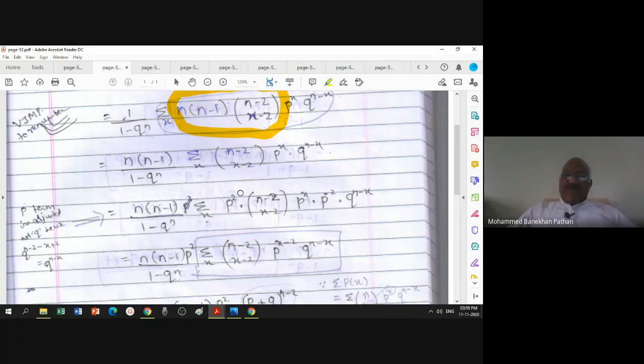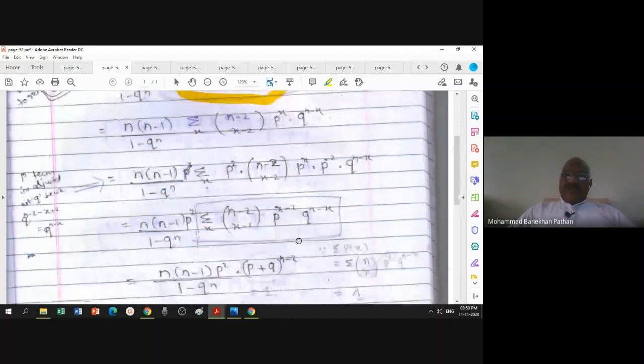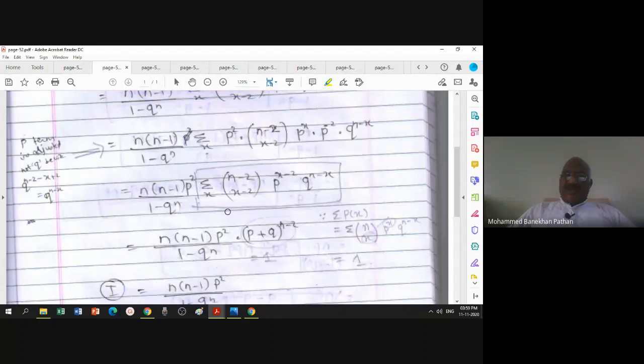Now this p square, I put it out. p is a common base, you can add the power, so you get x minus 2. Why do I do this? Because it is the requirement of the binomial theorem. According to this combination, one constant carries this as a power, another constant carries the subtraction of these two quantities. So n minus 2 minus x minus 2 is nothing but n minus x. So no change here. This adjustment, that means I multiply by this and this to get such type of power, which is a requirement of the binomial theorem.